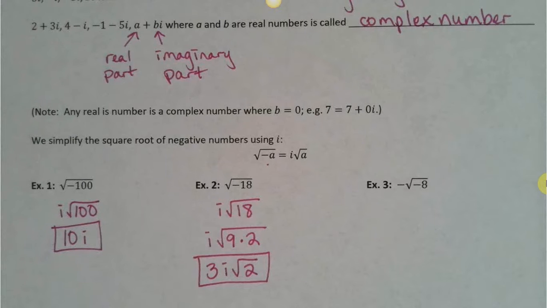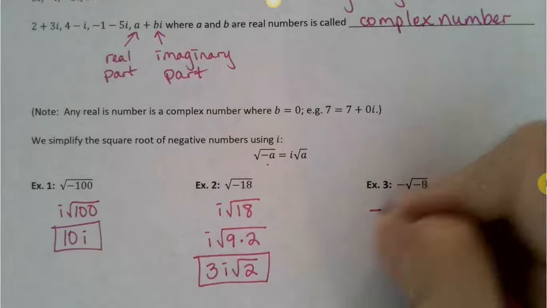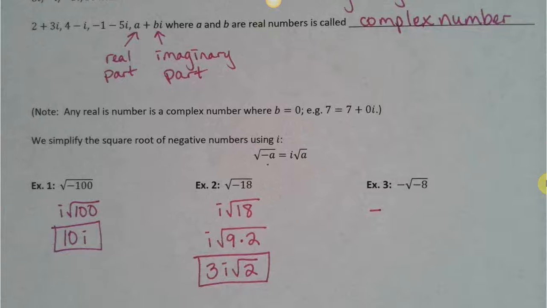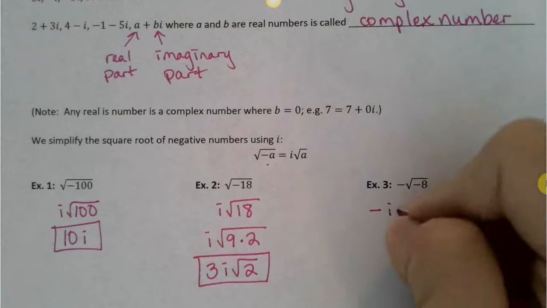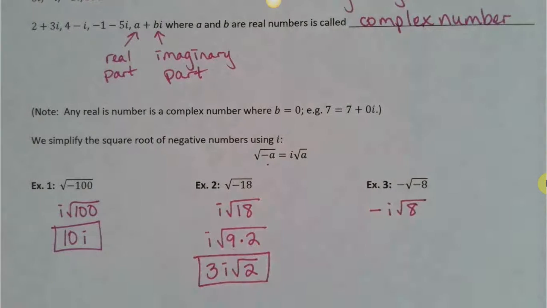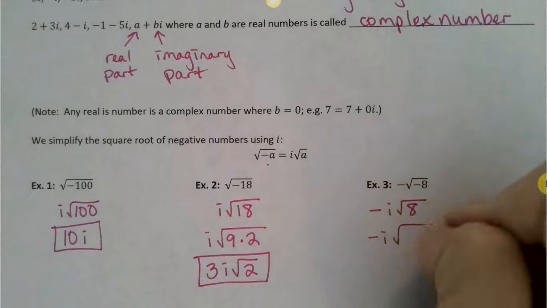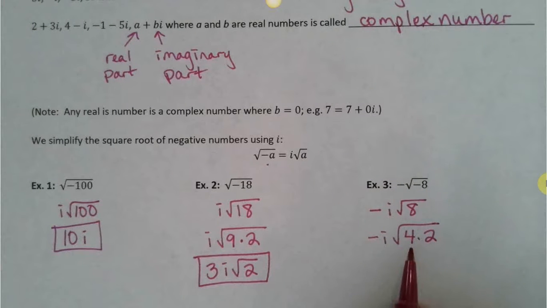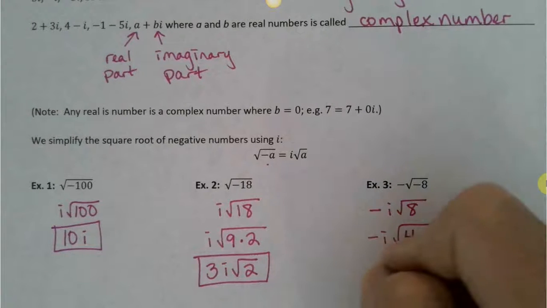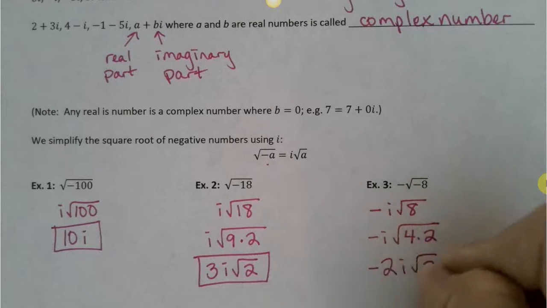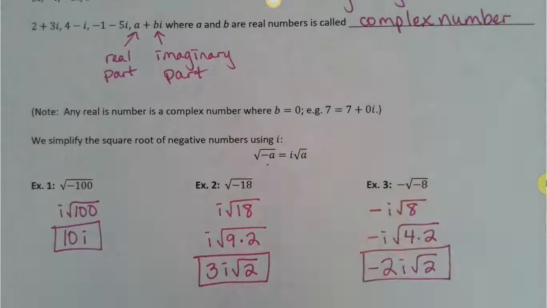The negative square root of -8. So we're just going to carry this first negative down as is, and then we're going to have i to take care of this negative underneath the square root, leaving us with a positive 8 under the square root. And then we can simplify the square root of 8 as the square root of 4 times 2. The square root of 4 is 2, so that comes to the outside, giving us -2i times the square root of 2.